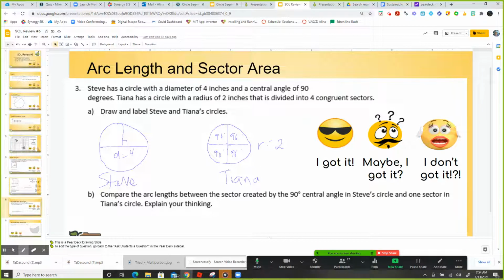Compare the arc lengths between the sector created by the 90-degree central angle in Steve's circle and one sector in Tania's circle. How do they compare? This piece and this piece. They both 100% do have a 90-degree angle. So they both have 90 degrees. And what else? Absolutely. The diameter is twice the radius. So are these congruent?